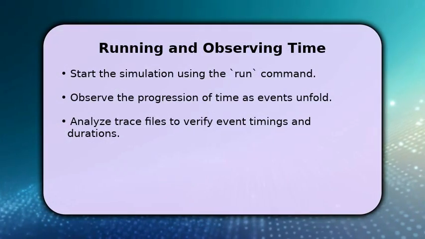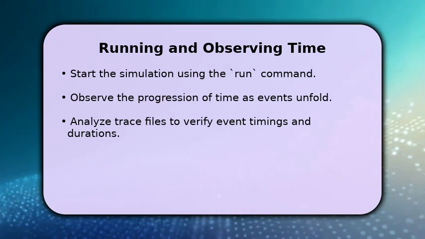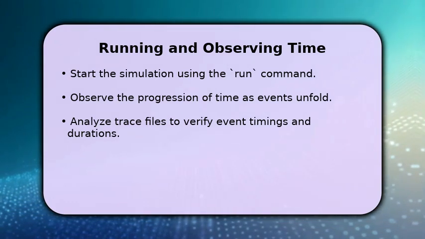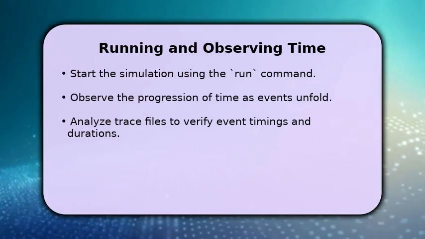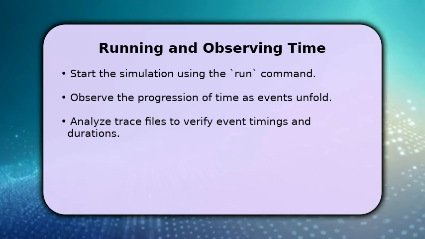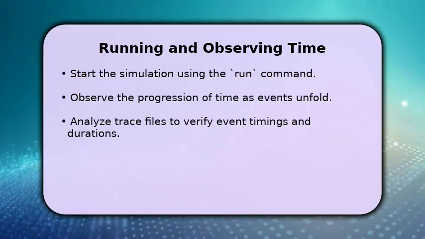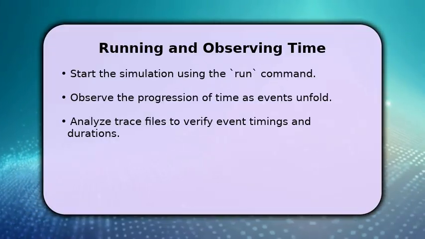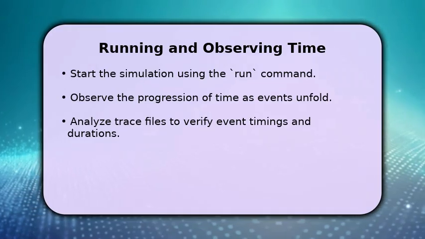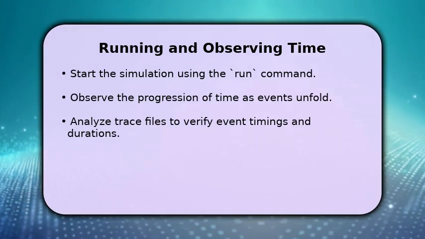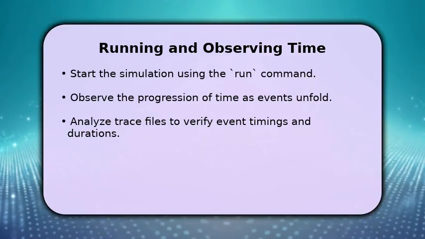Once all your events are scheduled and the duration is set, initiate the simulation with $ns run. The simulator will then process events chronologically, advancing its internal clock. You can observe the time progression through trace files, which record events with their corresponding timestamps. Analyzing these files helps verify that your events occurred at the intended times and that the overall simulation duration was correctly applied. This final step brings your network scenario to life.